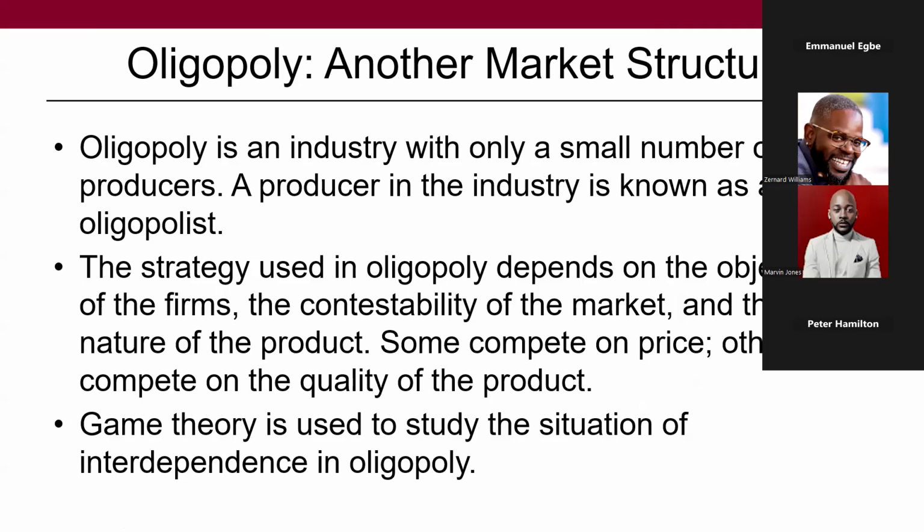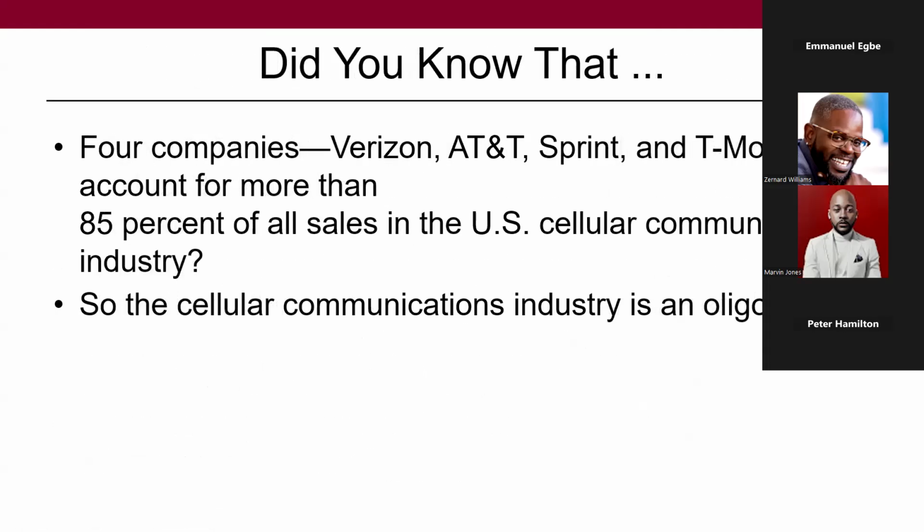And the strategy used in oligopoly depends on the objectives of the firms. Now, you can remember that in oligopoly, there is collusion, in the sense that the very few firms can get together and try to collude to control quantities and to control prices, and sometimes they have a predetermined distribution of quantities sold, but then it's very difficult to maintain those kinds of arrangements.